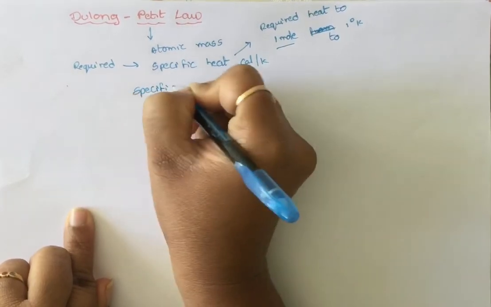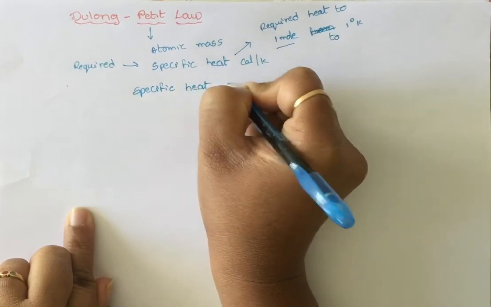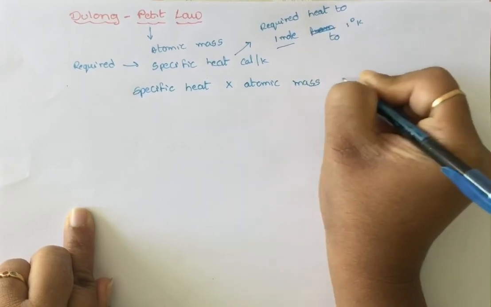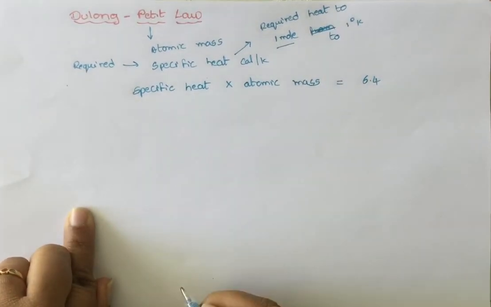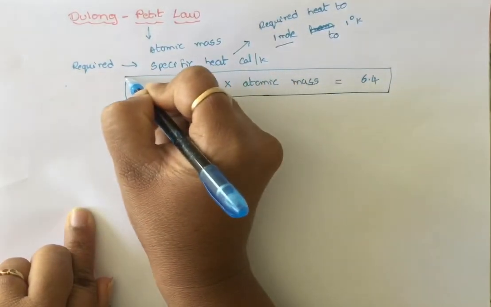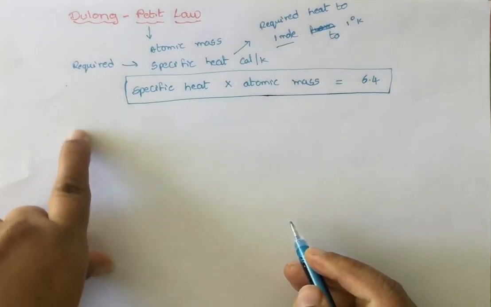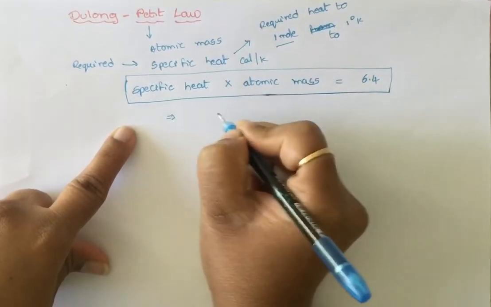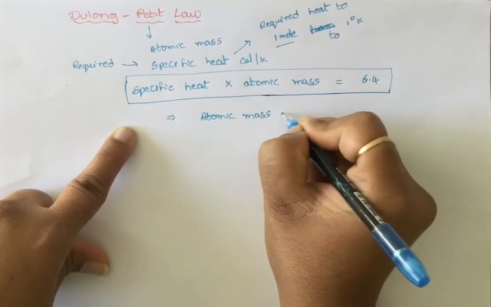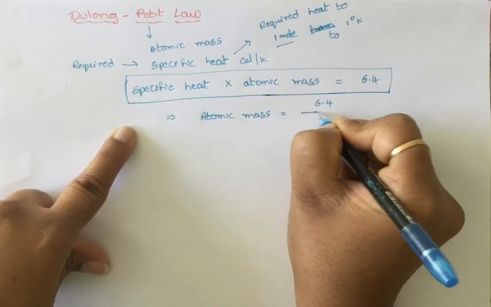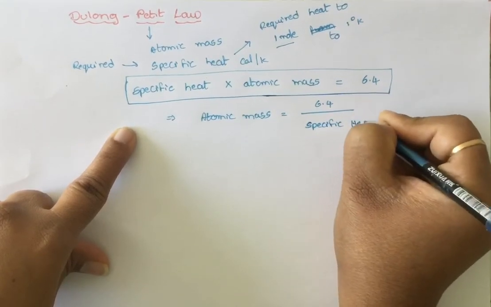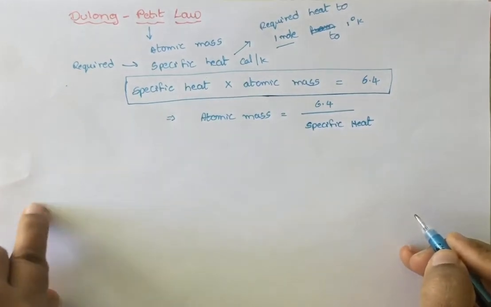Specific heat multiplied by atomic mass is almost equal to 6.4. It's a number. This is the law given by these two scientists, Dulong and Petit. So from this law we can calculate atomic mass. Atomic mass is equal to 6.4 divided by the specific heat of that substance. By using this formula we can calculate atomic mass.